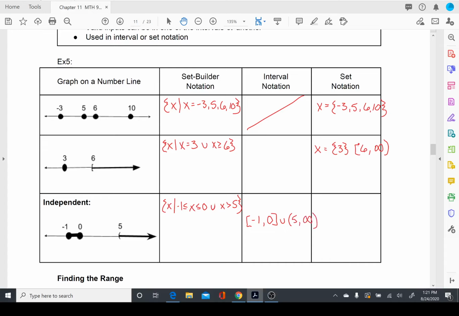And we're using the inclusive brackets because we had closed circles, and we're using these parentheses because we had open circles. And sometimes your book or your worksheets will have open circles, and sometimes they will use parentheses instead on the number line. So you should get used to both the parenthesis and the open circle meaning the same thing. And so we didn't do interval notation for that one. We didn't do set notation for this one over here, and that's okay.